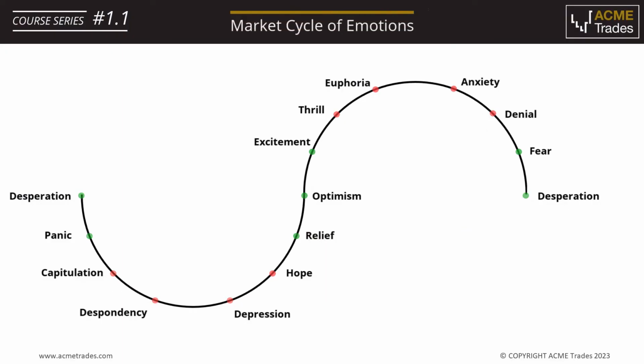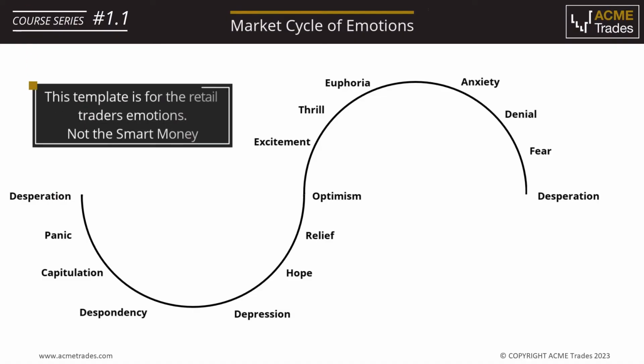So this emotional overlay is placed above the market cycle and is in reference to the emotions of retail traders, the uninformed, less experienced, the average Joe, not the CO, not the smart money. This is the average Joe feeling optimism, excitement, etc. Okay? Now, think about this at a deep level.